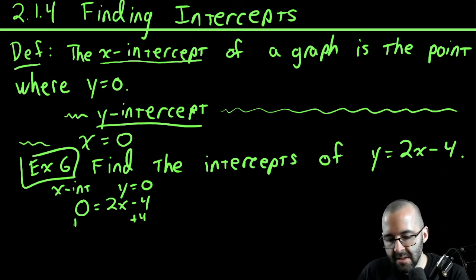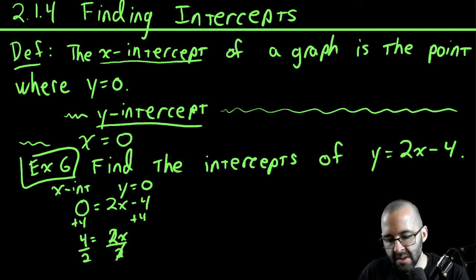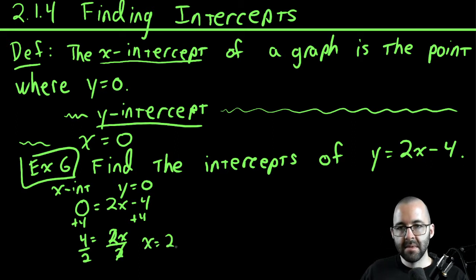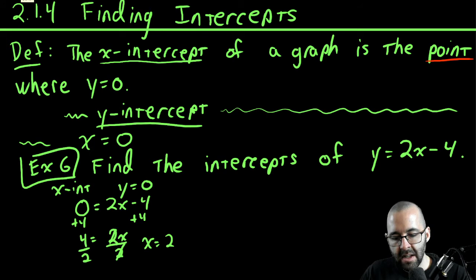Add 4 to both sides. That's going to give you 4 is equal to 2x. Then undo multiplication by dividing by 2. That cancels it over here, and we get that x is equal to 2. And though the x-intercept is a point, this is important as well, so let's write our answer as a point. The x-coordinate is 2, and the y-coordinate is 0. This is our x-intercept.